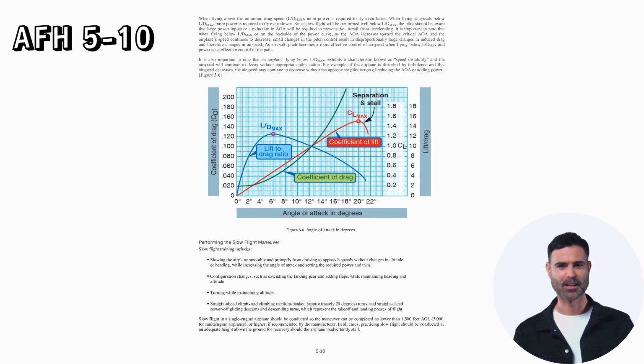Slow flight in a single-engine airplane should be conducted so the maneuver can be completed no lower than 1,500 feet AGL, 3,000 for multi-engine airplanes, or higher, if recommended by the manufacturer. In all cases, practicing slow flight should be conducted at an adequate height above the ground for recovery, should the airplane inadvertently stall.